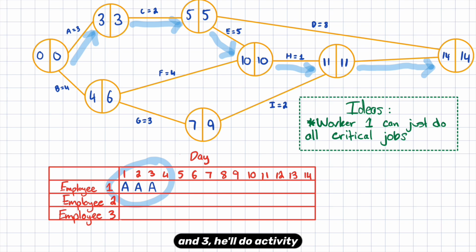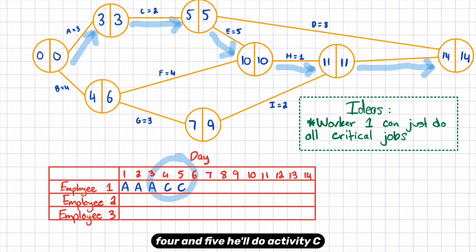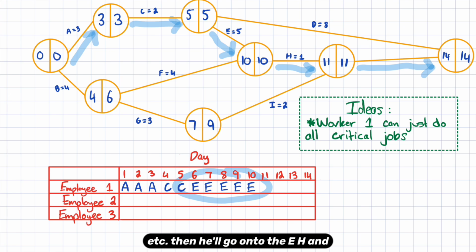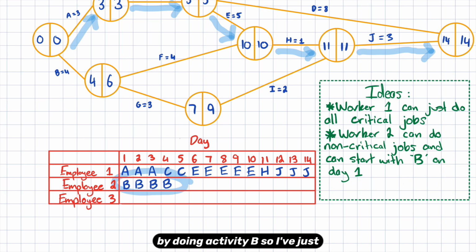Notice I've started to put values into employee 1's box. On days 1, 2, and 3, he'll do activity A. On days 4 and 5, he'll do activity C, which is straight after activity A, and so on. Then he'll go on to do E, H, and J. Now, another idea for worker 2: he can do non-critical jobs, and because there's no reason he can't start straight away, he can start on day 1 by doing activity B. I've just added that into this table here.